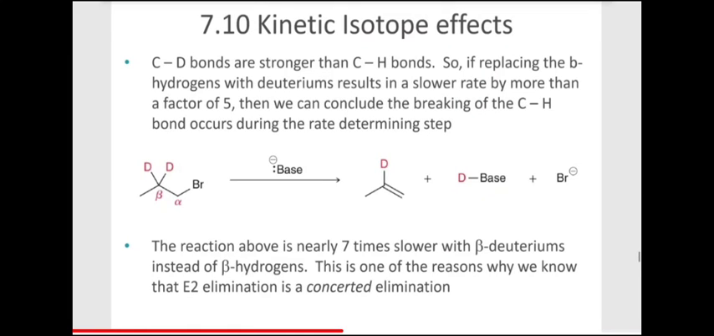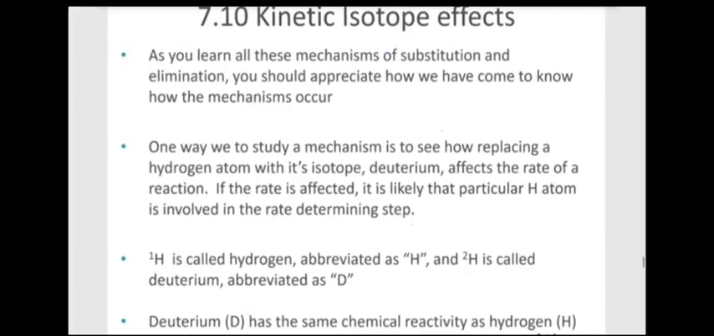So here the CD bonds are stronger than the CH bonds. So if we are replacing the beta hydrogen with deuterium, it results in a slower rate by more than a factor of 5. So then we can conclude the breaking of the CH bond occurs during the rate determining step. So the reaction above is nearly 7 times slower with beta deuteriums instead of beta hydrogen. So this is one of the reasons why we know that E2 elimination is a concerted elimination.